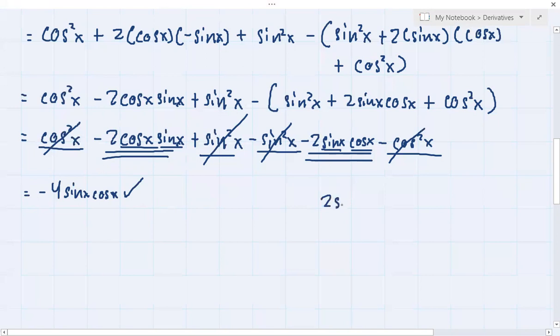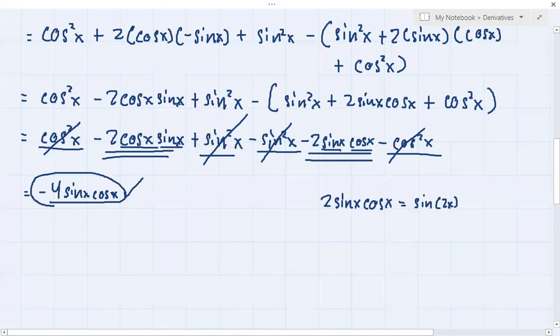You see, 2 times cosine x times sine x is the identity for sine of 2x. Kahit ipagpalit mo si cosine x at saka si sine x in terms of their position, it's still the same. The answer is still sine of 2x. Now, how can we have sine of 2x? Paano kaya yun? How can we have sine of 2x?